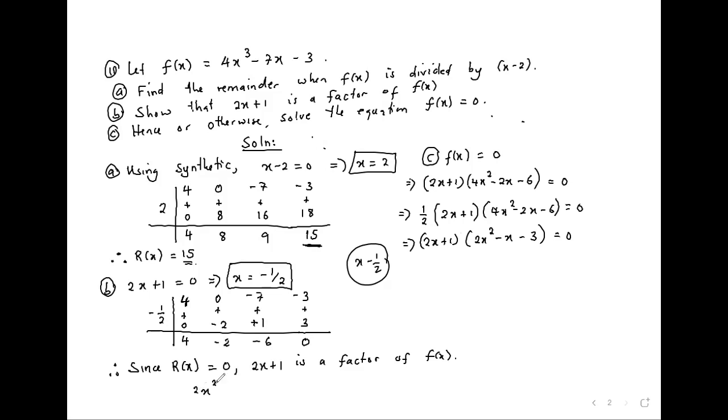2x squared. So the product is -6 and the sum is -1. So what do we use? -3 and 2. So we have plus 2x minus 3x minus 3. And then factor out the 2x, so it remains with x plus 1, the minus 3, x plus 1. So here we should have 2x plus 1, and then x plus 1, and then 2x minus 3 equal to 0.